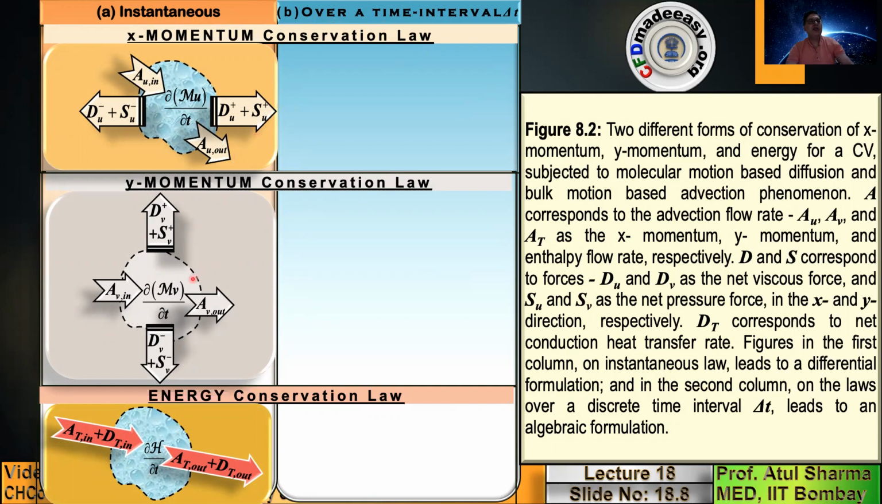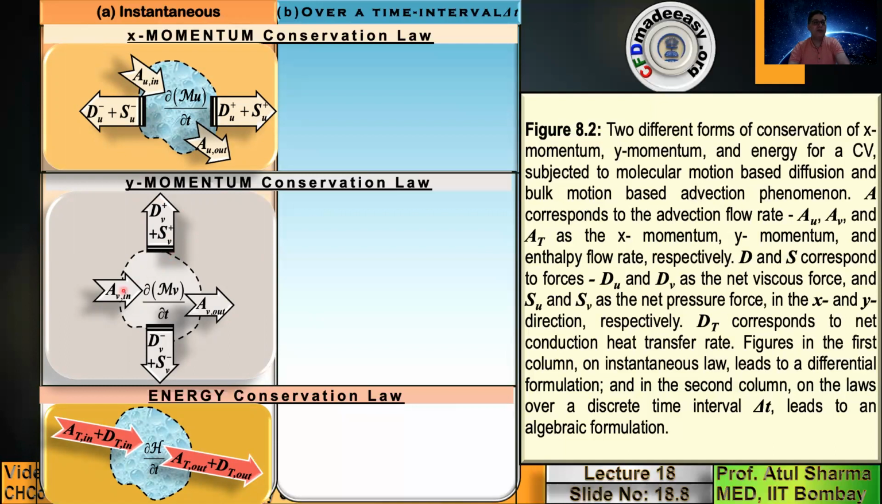So if you consider the conservation law at each and every time instant and the symbols that I have introduced in the previous slide, for the X momentum conservation law, this AU is representing the net X momentum flow rate entering into the control volume. This is the net X momentum flow rate leaving across the surface of the control volume. This is the viscous force acting in the positive X direction. This is the viscous force acting in the negative X direction. SU plus is the net pressure force acting in the positive X direction. This is the net pressure force acting in the negative X direction.